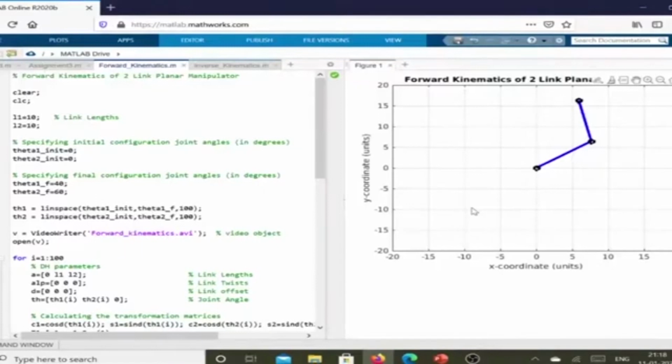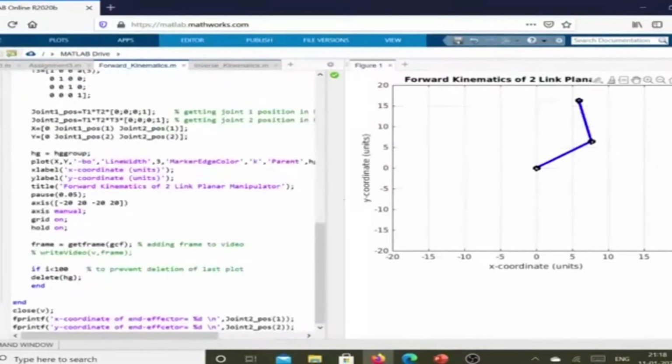We are tracking the positions, those black dots, with the 0, 0, joint 1, joint 2. Then we are simply connecting them by blue color lines. If you look at the plot command here, plot xy is basically plotting the x and y coordinates of joint 1, joint 2, joint 3, and then connecting by blue lines with some line width. So this is essentially what we have done.